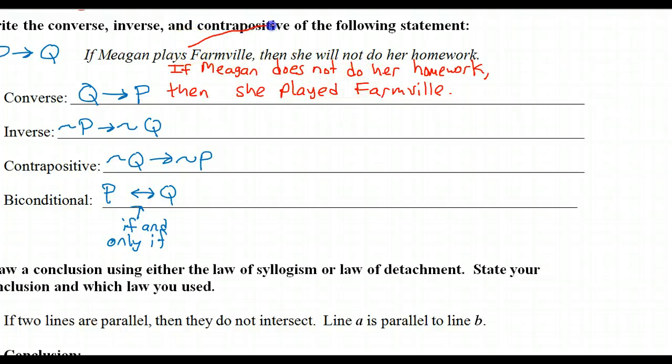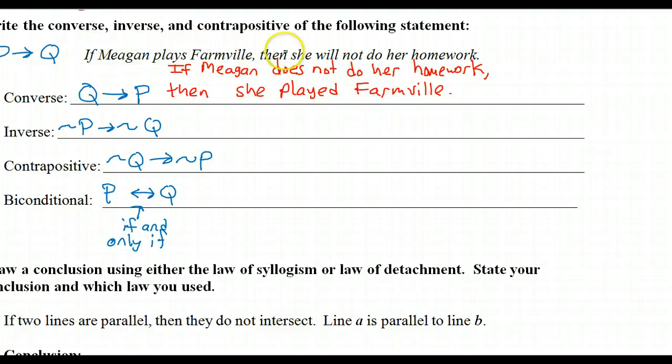All we did for the converse was reverse these two. Notice the if still stays in the front and the then still comes second. They don't move. We just take the Megan plays Farmville part, and that became she played Farmville. And we took the she will not do her homework part, and that came first. Megan does not do her homework. Notice how we had to change a few words to make it grammatically make sense. That's okay. That happens.